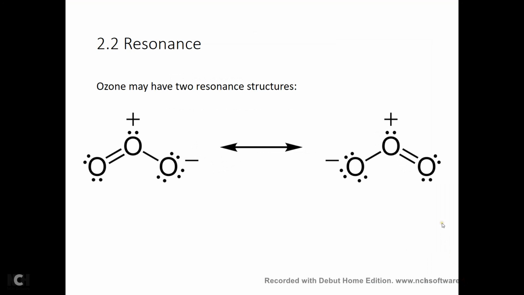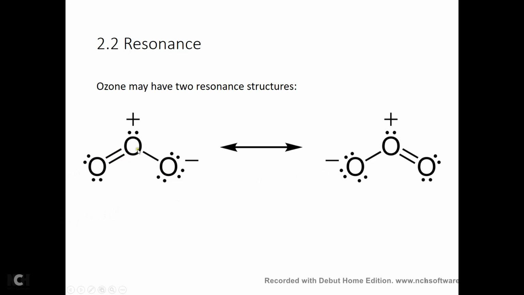Section 2.2 Resonance. Ozone may have two resonance structures here, and you can see there's a formal charge on top of the center oxygen here and here. And then you have a -1 charge on this oxygen on the right hand side or on the left hand side. You have this double bond on the left hand side or on the right hand side. So if you ask me what's the bond order here, I would say it's 1.5.